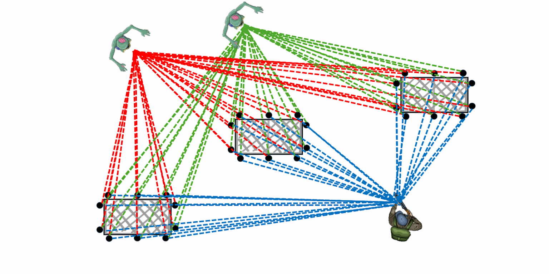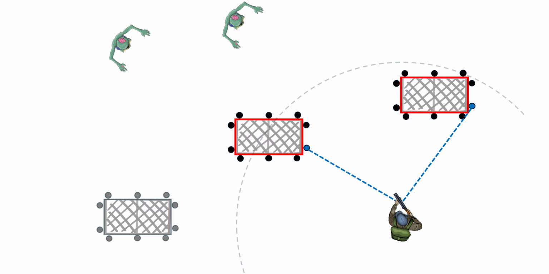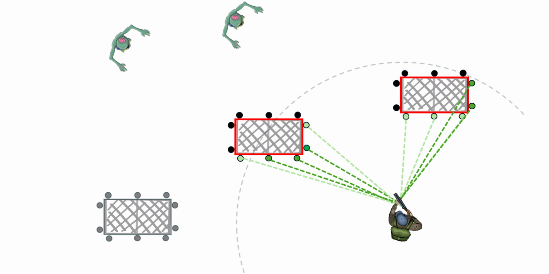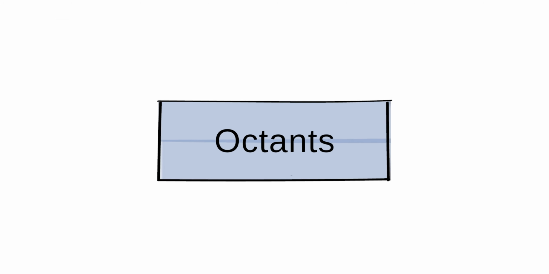Wouldn't it be better if our agent could just check which objects are in range that could be used as cover, and then get the best point of cover from the object? Or the object itself rates the points of cover based on safety and returns those to the agent, so the agent can decide which one to use. Well, that is what intelligent cover will do for you. But first we need to look at the concept of octants.